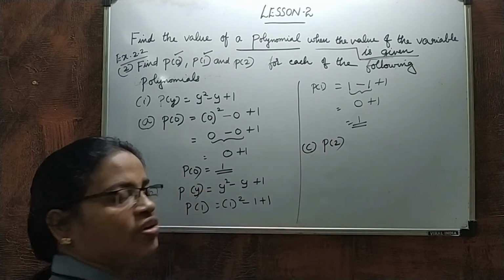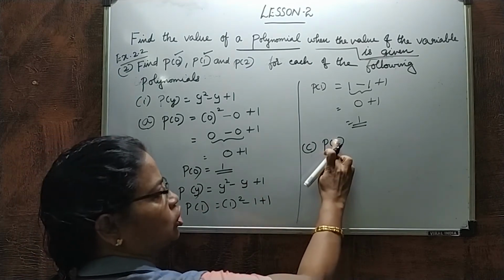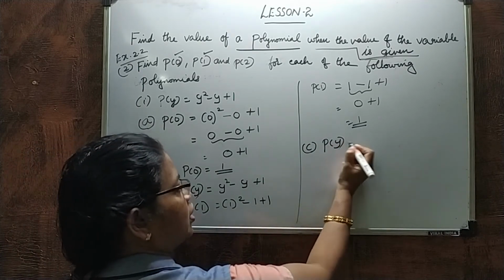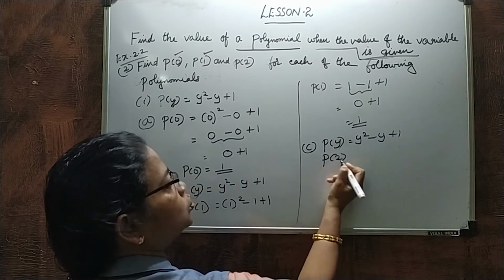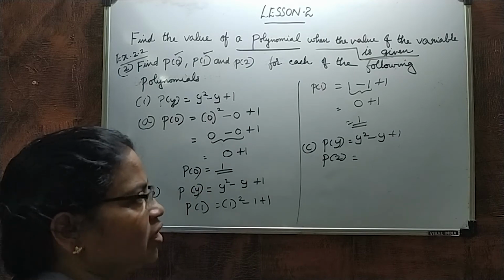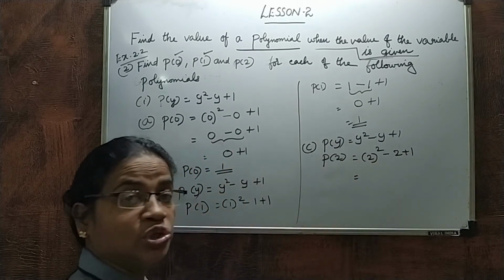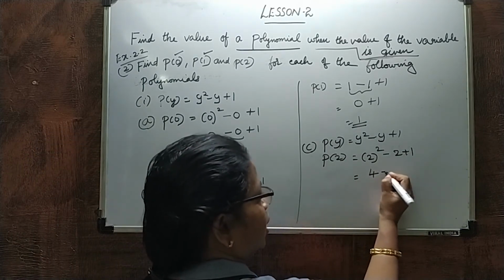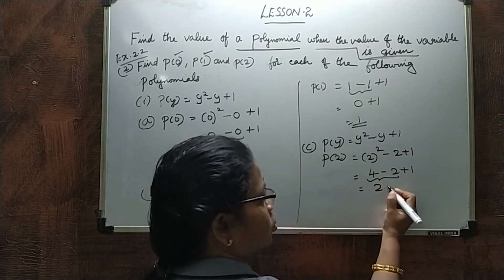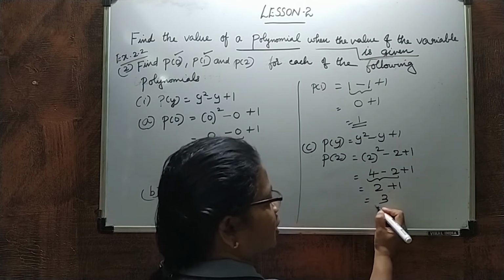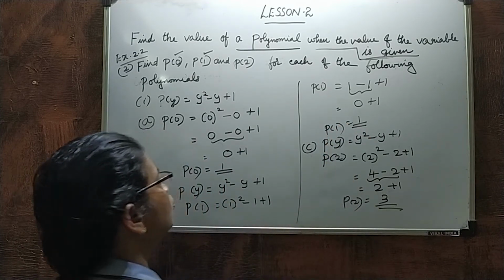So, next one, C. P of 2. How will you find out P of 2? P of 2 means substitute in P of y. So first, write P of y, which is equal to y square minus y plus 1. So for P of 2, apply 2 square minus 2 plus 1. 2 square means 2 into 2, 4. 4 minus 2 plus 1. What is 4 minus 2? It is 2, plus 1 equals 3. So P of 2 is equal to 3, P of 1 is equal to 1 and P of 0 is equal to 1.